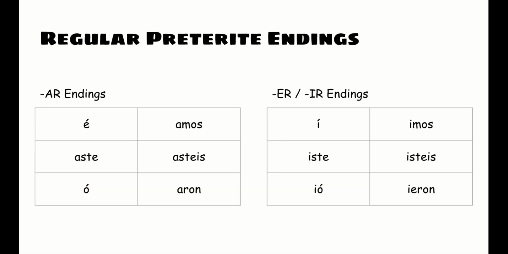So in summary, the regular preterite tense endings are pretty similar to each other. You just need to memorize these endings, and you should be able to conjugate any regular verb in the preterite.